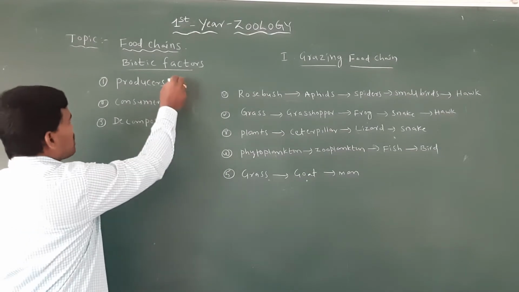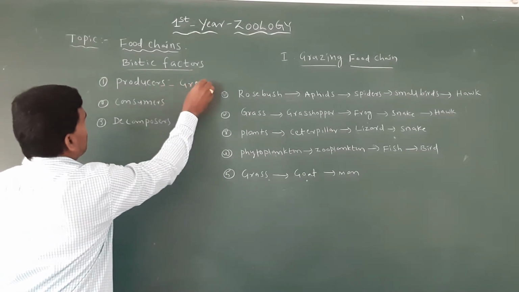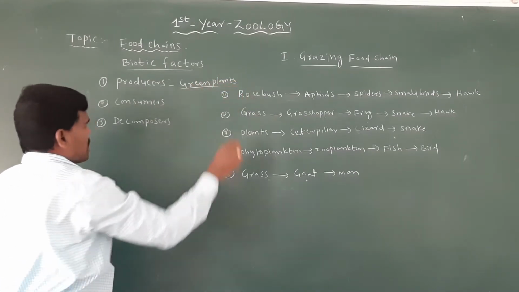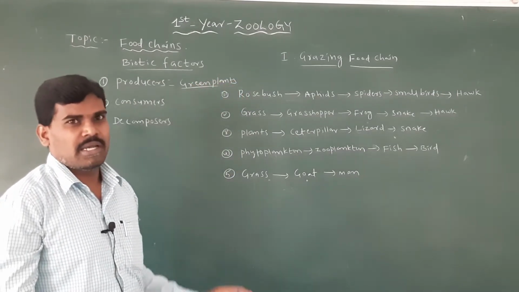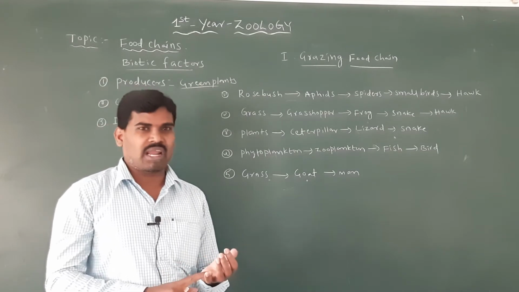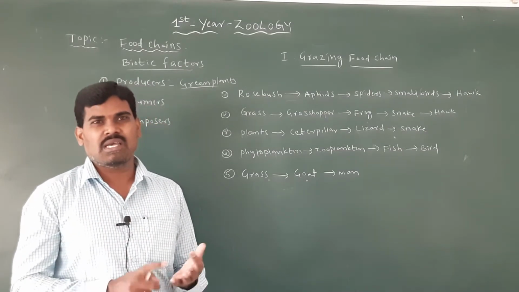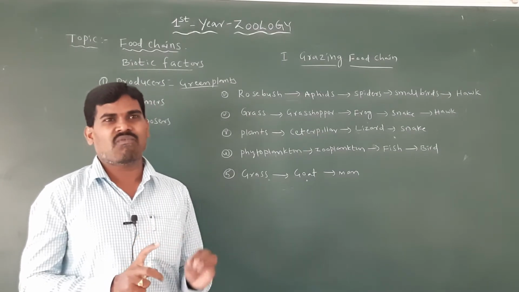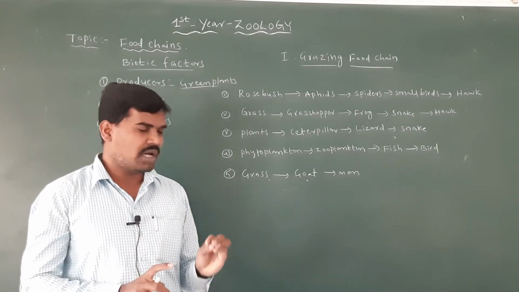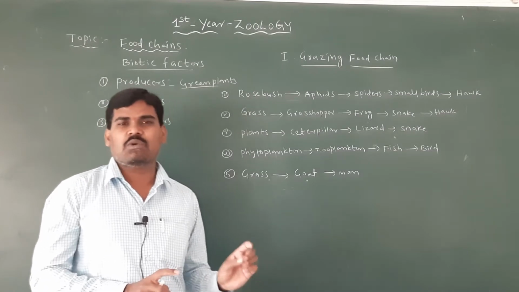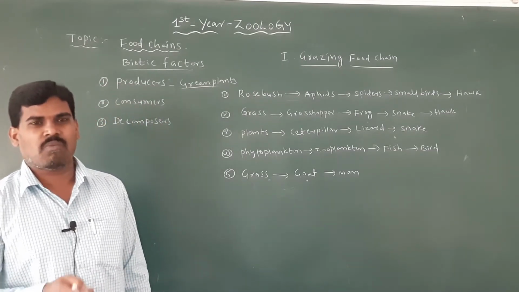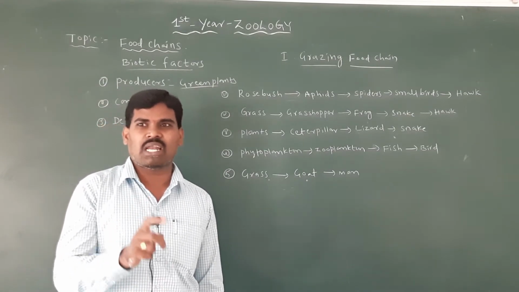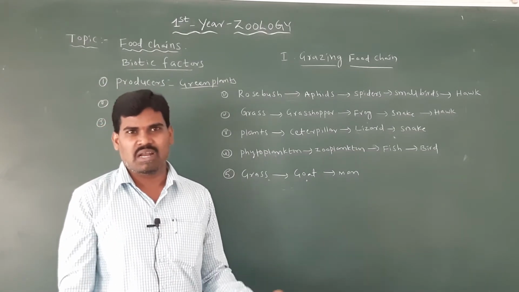So, what are producers? Producers are the green plants, all green plants. In a food chain there are trophic levels, from the first to the last: first, second, third, fourth, fifth, so there are three to five trophic levels. Animals depend on one trophic level for the next trophic level.